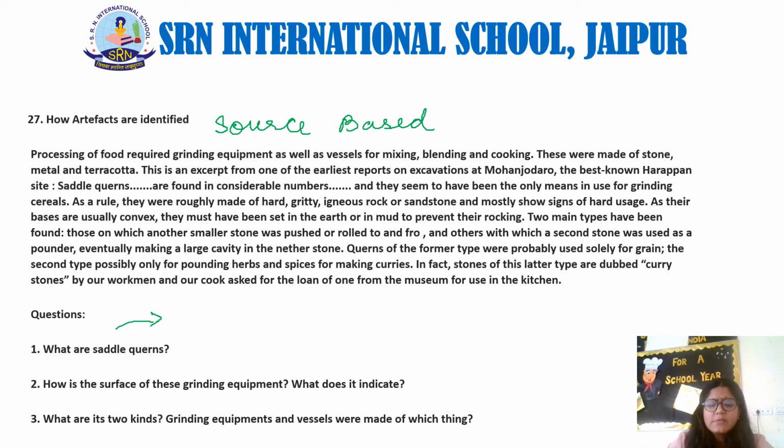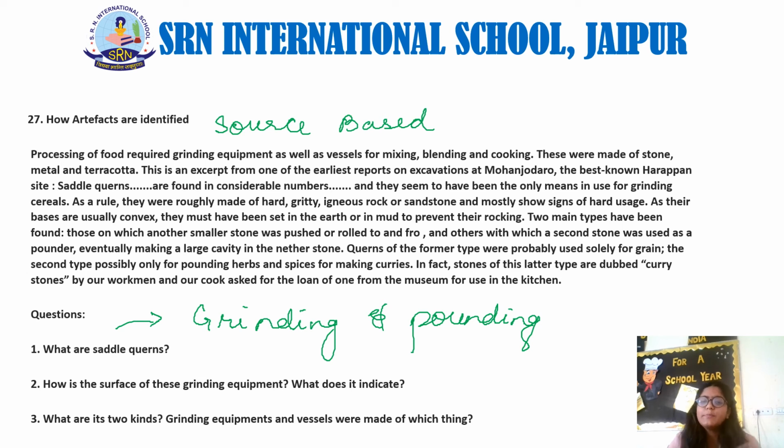A very simple answer to this question is they were the grinding and pounding utensils of the Harappan stage. When the Harappan civilization was there, people started with cooking, they were not continuing with raw food, but started eating cooked food, and for cooked food they needed utensils, and they were also eating cereals. So to grind and pound the cereals, they started making saddle querns.